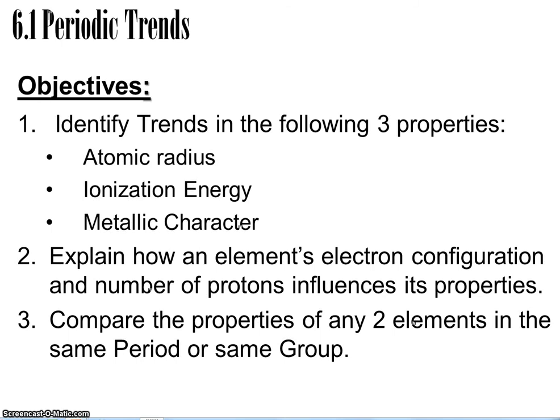In this lecture, we'll be discussing periodic trends of three different properties of elements: the atomic radius, ionization energy, and metallic character. We're going to be able to compare and contrast different elements within the same period or the same group and tell how their atomic radius, ionization energy, or metallic character compare to each other based on their electron configurations and the number of protons they have.